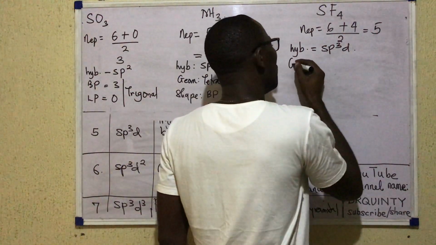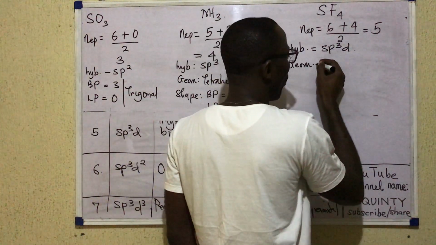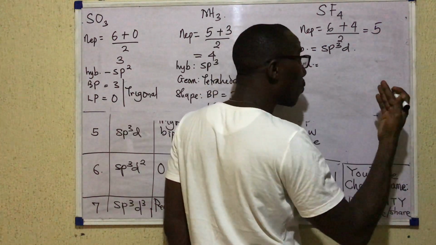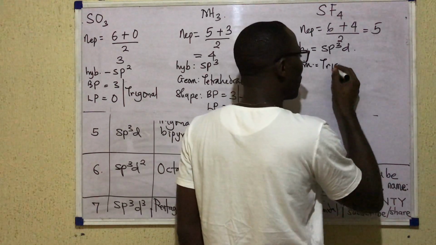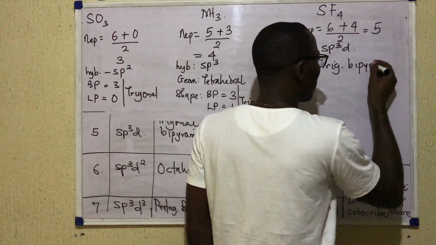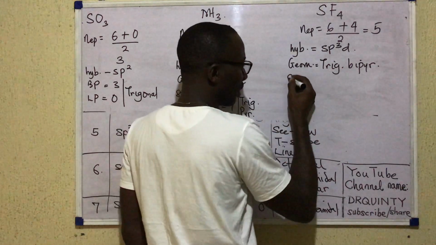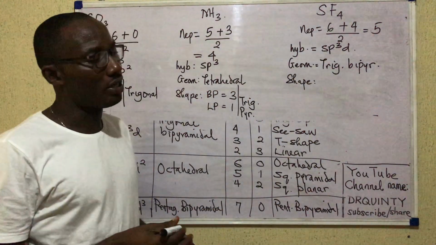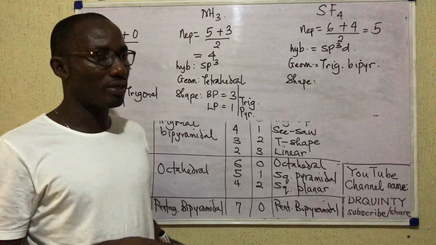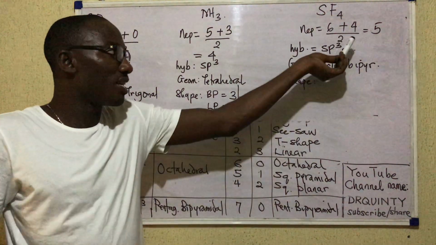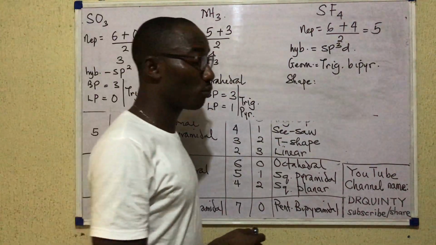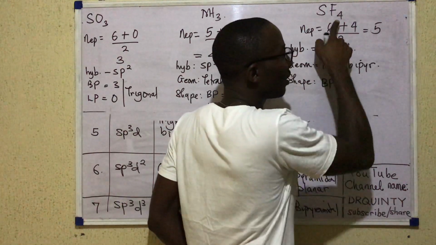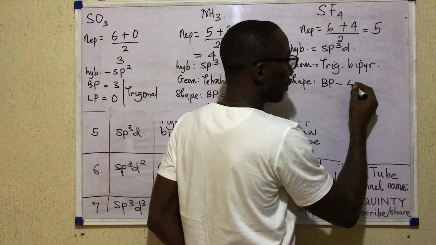Then, what would be the geometry of SF4? Well, for a result of 5, the geometry is always trigonal bipyramidal. But here comes the main work now. What will be the shape? So to know the shape, I'll need to work out number of bond pairs and number of lone pairs in that total number of electron pairs, which is 5. So number of bond pairs, how do I get that? It is right there looking at me, so that's 4.